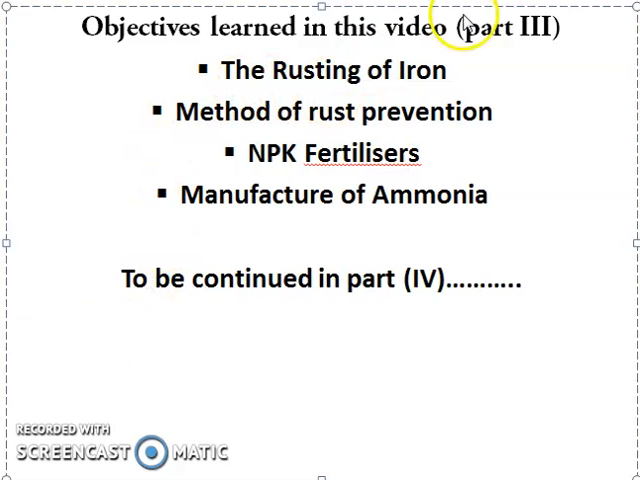So in the part 3 video, we learned the objectives. The rusting of iron: we saw that iron, when it comes in contact with air, rusts. Then we saw the method of rust prevention. What is used to prevent iron from rusting? That is zinc. Okay. And then we saw NPK fertilizer, that is nitrogen, phosphorus and potassium. After that we saw the manufacture of ammonia. So the next objective we will continue in part 4.